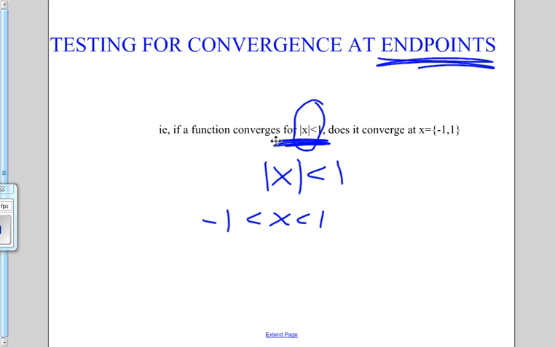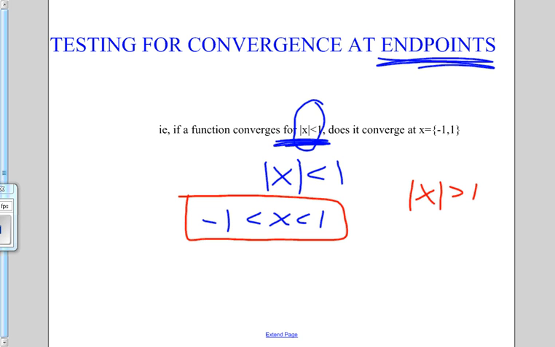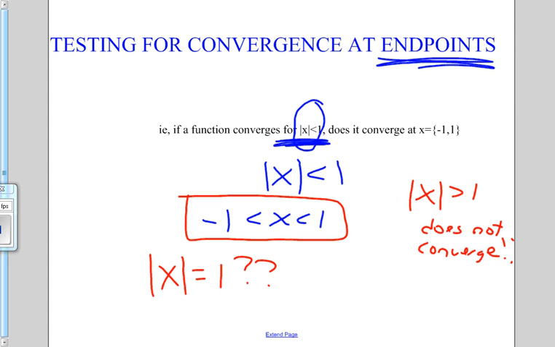So I know that if a function converges between -1 and 1, then for the absolute value of x greater than 1, it does not converge. But the question is, what happens when the absolute value of x equals 1? What happens at the endpoints? So we're going to be testing the endpoints of the convergence to see whether or not a function converges there. We're going to learn some new methods for finding this, and this will round out everything we need to know about convergence of functions using polynomial approximations.